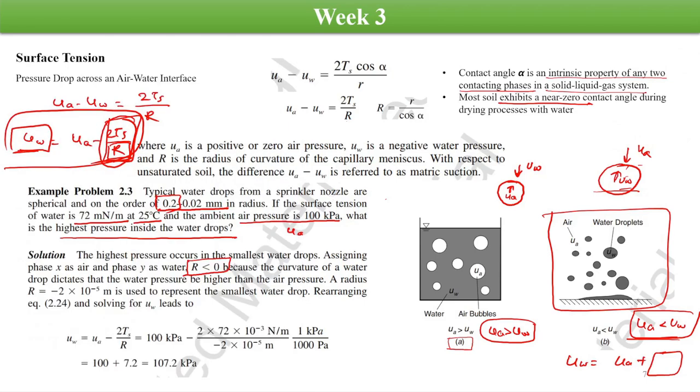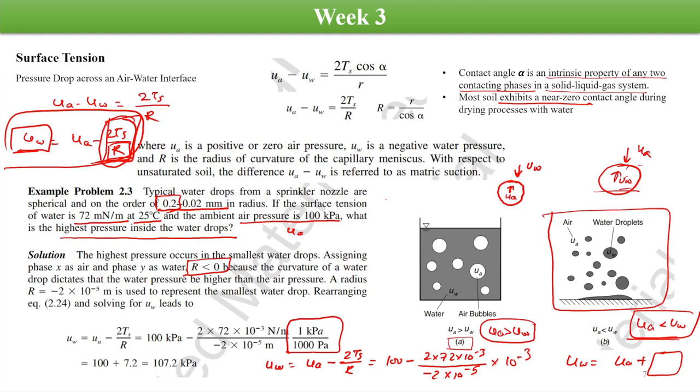So to determine the value of UW, we'll write UA minus twice TS upon R, and that's going to be 100 minus 2 times 72 into 10 to the power minus 3 to convert it to Newton per meter, divided by the radius, which is going to be minus 2 into 10 to the power minus 5. So 0.02 mm, if you convert into meter, that's going to be 0.02 into 10 to the power minus 3. After that, we'll need to convert it into kPa.